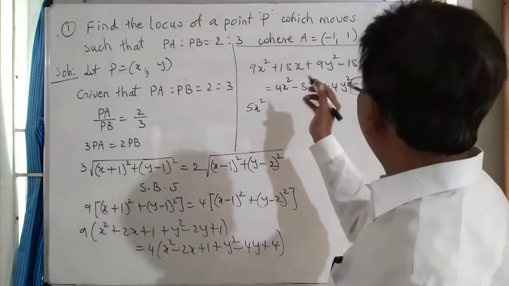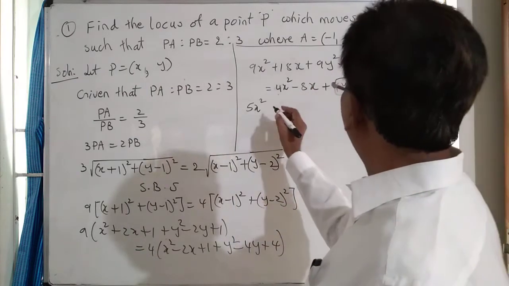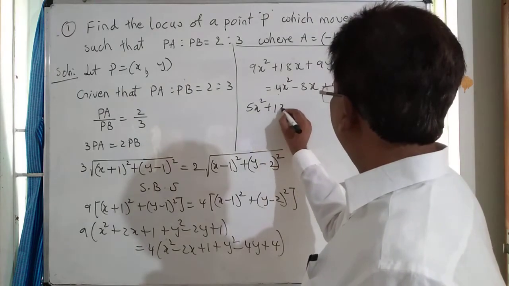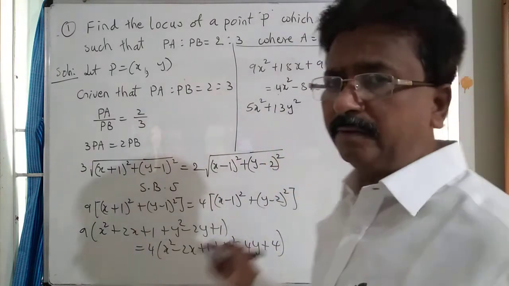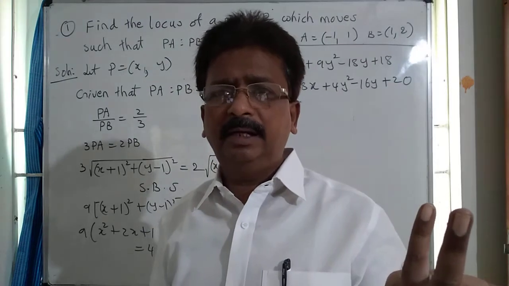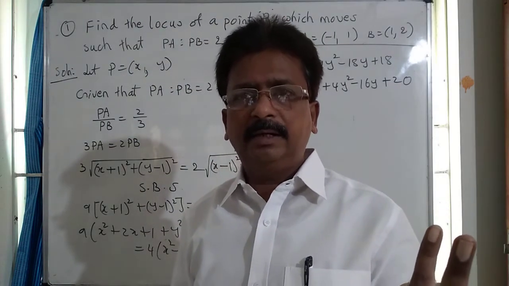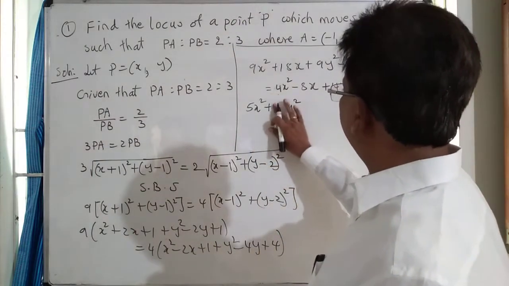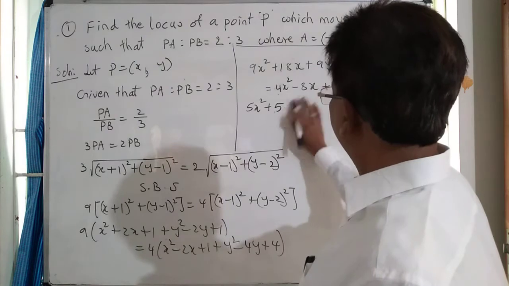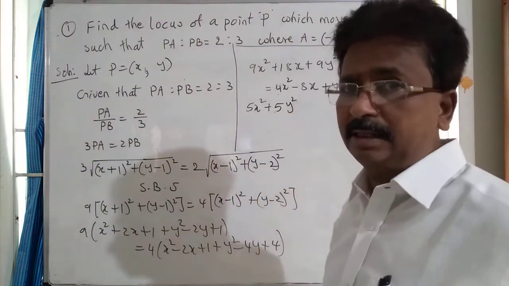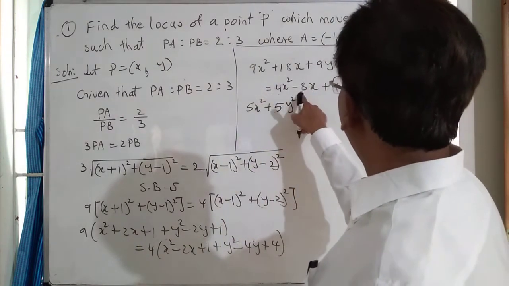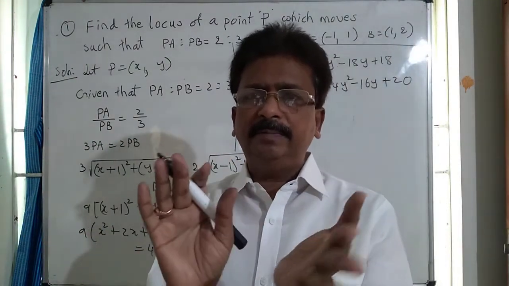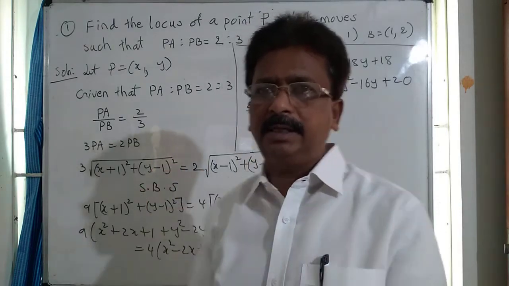Okay. Next the y square term, 9 minus 4, not plus. Because 4y square transferred to the left side becomes minus 4y square. 9 minus 4 is 5. 9 minus 4 is 5y square. Okay, next the x terms. Here 18, here minus 8. On taking minus 8 to the left side, plus 8. 18 plus 8, 26. Plus 26x.